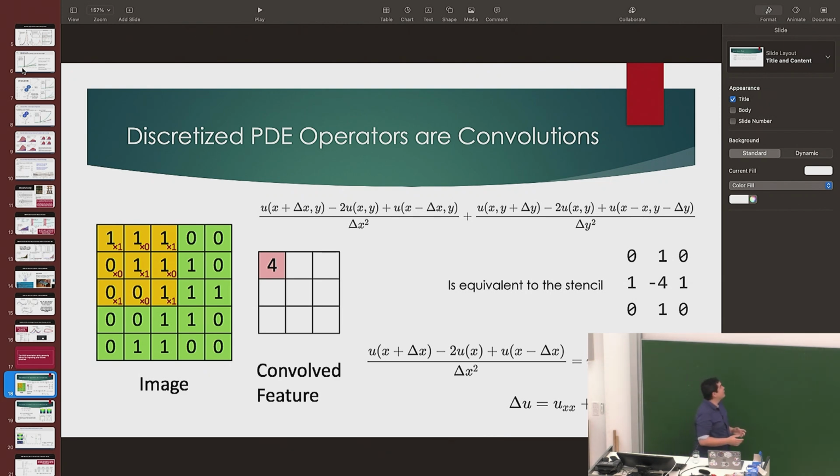But it turns out that a convolution layer inside of a convolutional neural network is exactly a stencil operation, where the parameters of the convolution are the coefficients of that stencil, right? So there's a direct relationship between these convolution operations and the derivative approximations in space.